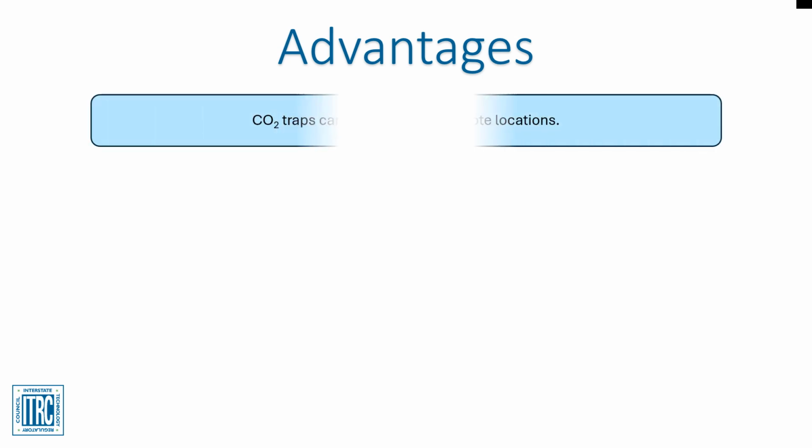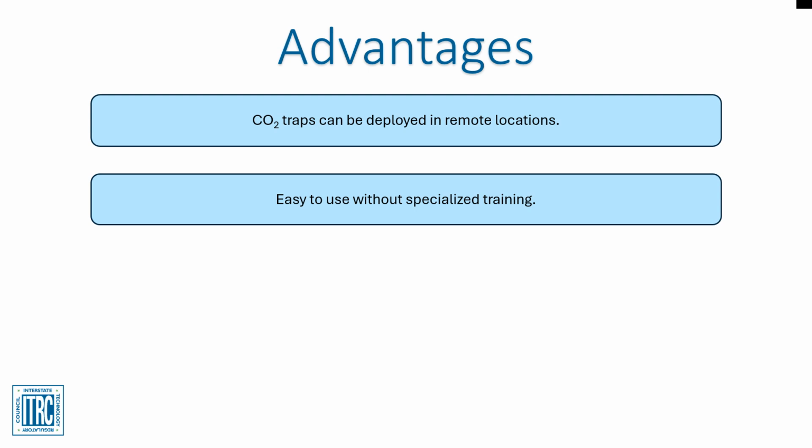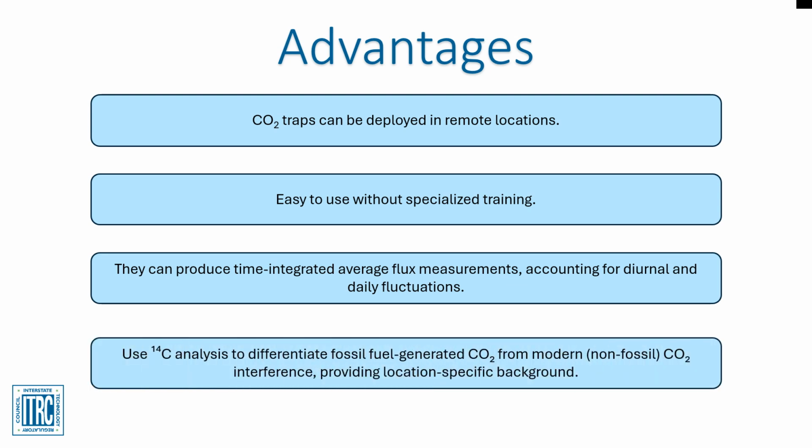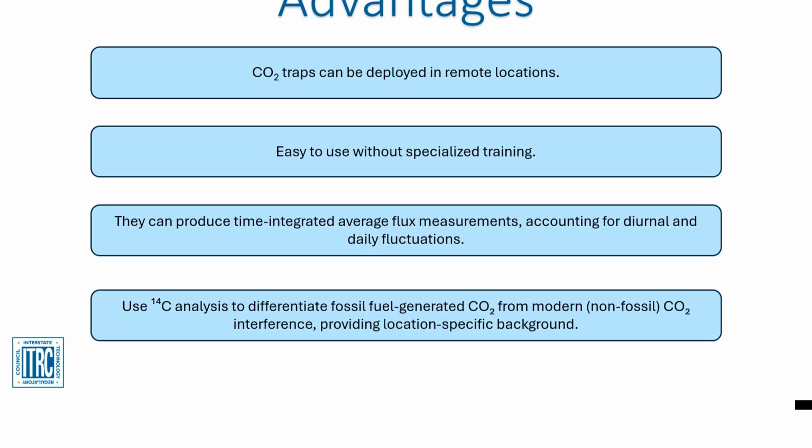Some of the advantages of the CO2 trap include: the samplers do not require power, so they can be deployed in remote locations. They are easy to use without specialized training. They can produce time-integrated average flux measurements, accounting for diurnal and daily fluctuations. The carbon-14 analysis is used to differentiate fossil fuel-generated CO2 from modern CO2 interference, providing a location-specific background.